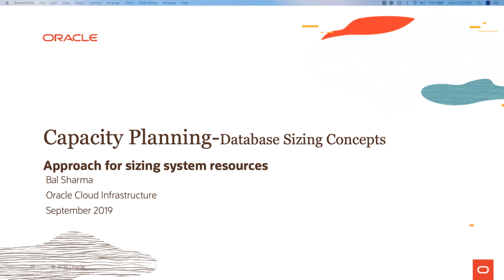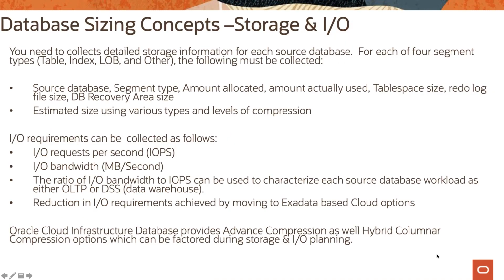We will also talk about how to interpret the stats gathered via these tools. The first one, database sizing concepts, is going to cover storage as well as IO considerations. You need to collect detailed storage information for each source database for each of the 4 segment types. That includes tables, indexes, LOBs, as well as others.